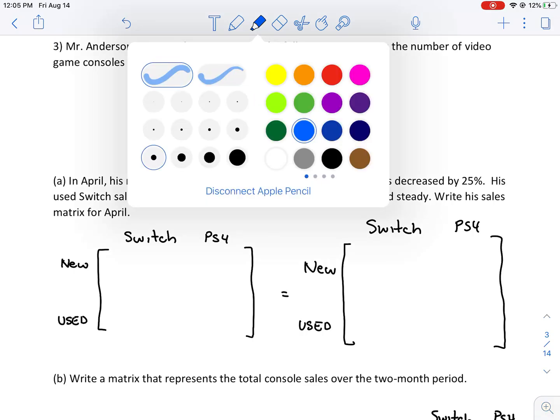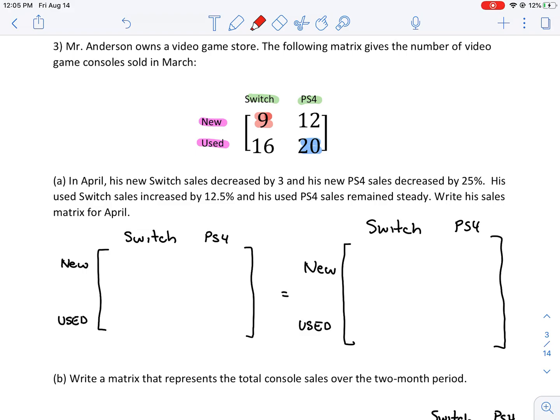Okay, so let's take this piece by piece here. His new Switch sales decreased by 3. So in March he sold 9, and that decreased by 3 in April. His new PS4 sales decreased by 25%. So in March, he sold 12, and that decreased by 25% of 12. So that would be 12 times 0.25.